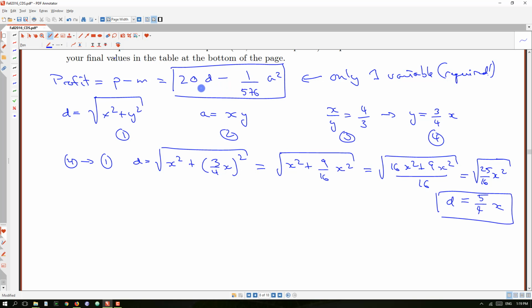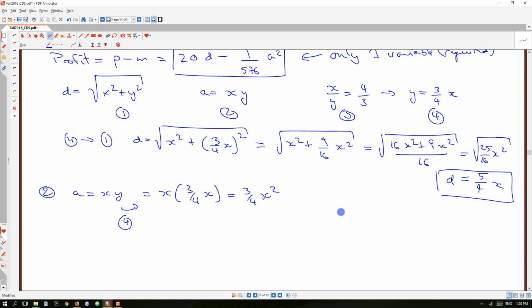So that's step 1 complete. We have d in terms of x. Our next stage is to see if we can get the area in terms of x as well. So let's take a look and use number 2, which is area equals x times y. And then we'll use our equation 4, which tells us that the y value can be replaced by 3/4 of x. And so we have 3/4 x squared.